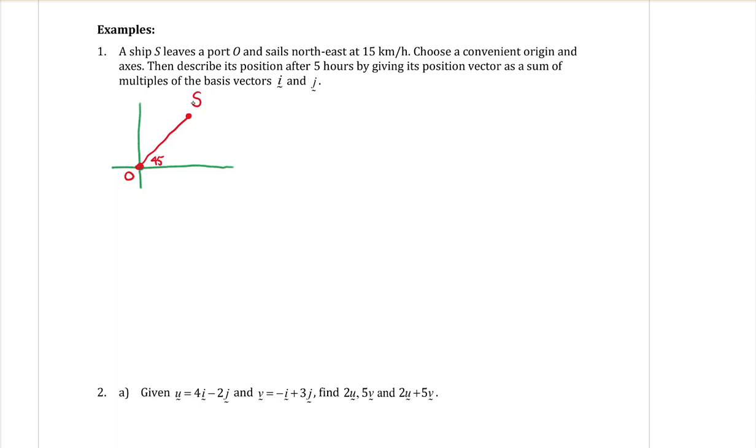Now I'm not going to write that 15 kilometers per hour on there because it has given me a time that we're traveling for, after 5 hours. We actually want to know how far we've travelled along the x and how far we've travelled along the y, so a distance is going to be a more convenient measurement to use. Speed equals distance over time. If I am trying to find my distance, I'm going to multiply my speed times my time.